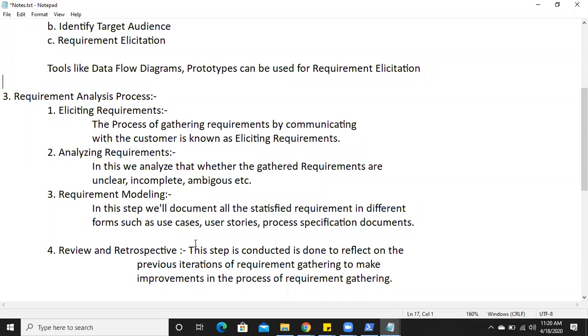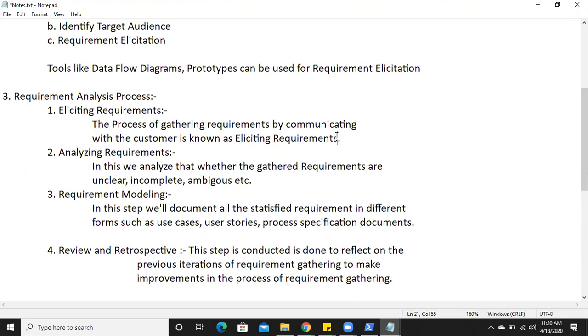So in requirement elicitation, what do we do? It is basically the process of gathering requirements from the customer, right? The process of gathering requirements from the customer is basically known as requirement elicitation.